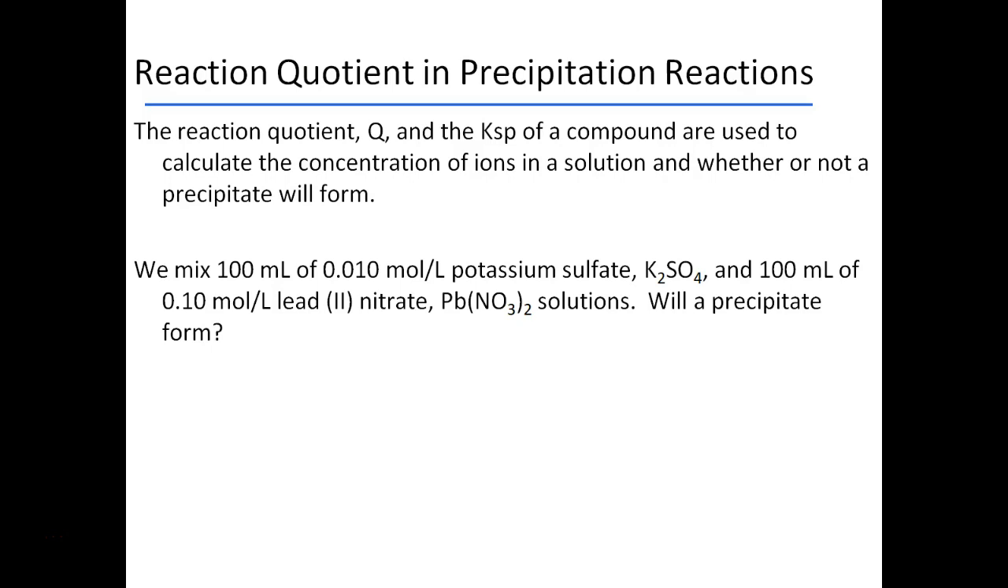So let's take a look at an example. So I'm going to combine 100 milliliters of 0.1 mole per liter potassium sulfate with 100 milliliters of 0.1 mole per liter lead(II) nitrate solution. And I want to know if a precipitate will form.